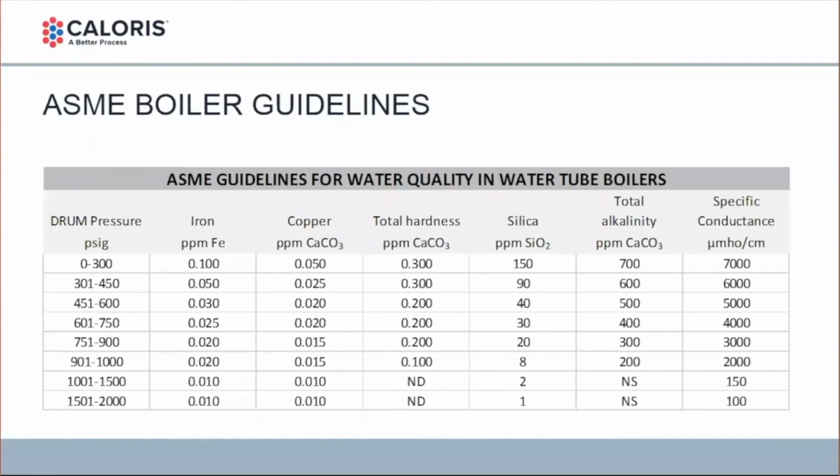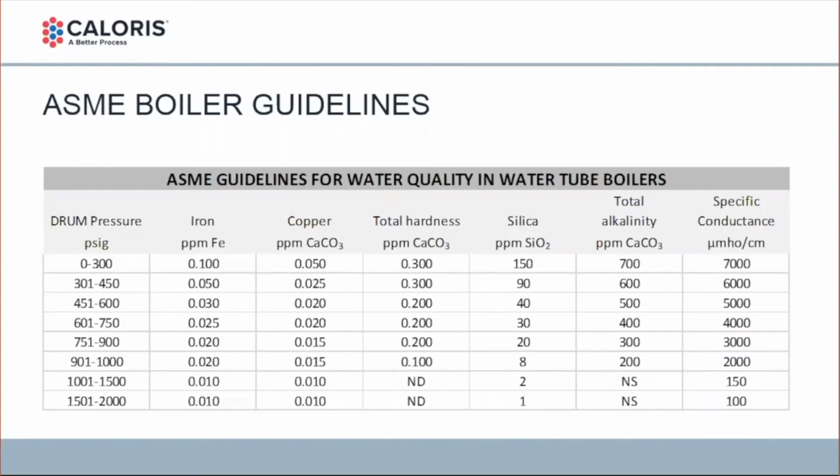Okay, so this is probably something every boiler operator is familiar with. This is just the ASME boiler guidelines for feed water in front of a boiler. What I pretty much always find is that the cycles are usually determined off the conductance of your feed water. It's kind of all over the map where that conductance should be. I just put in 7,000.